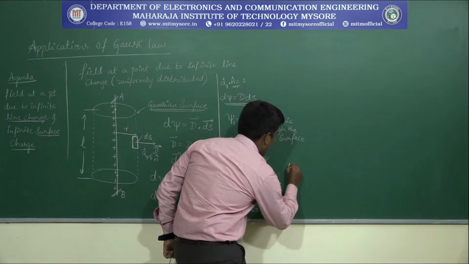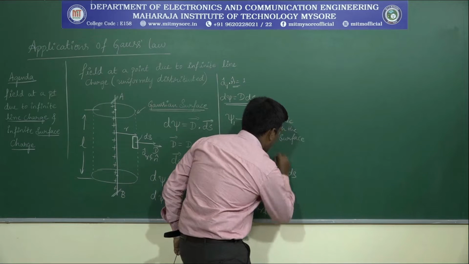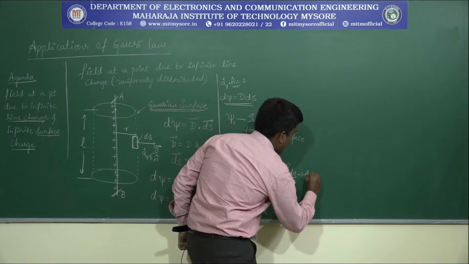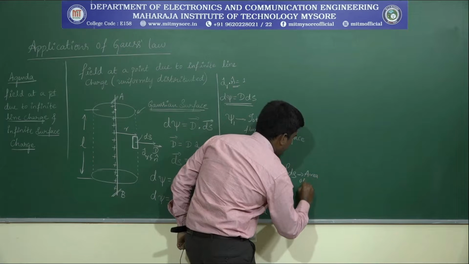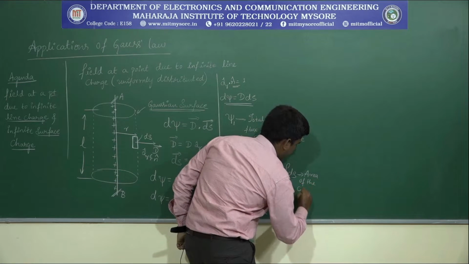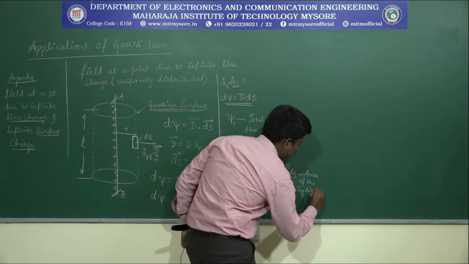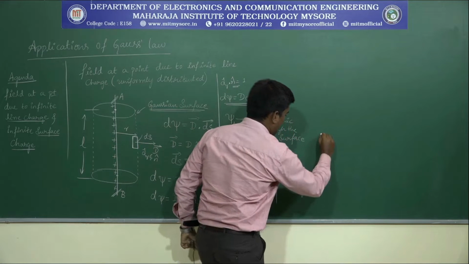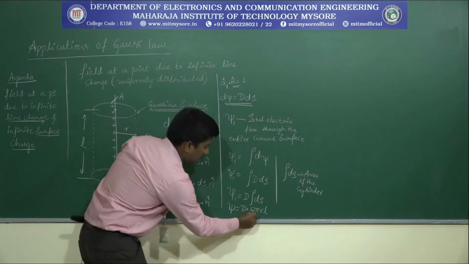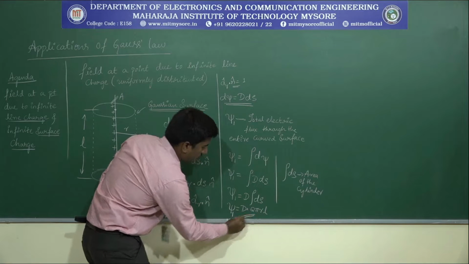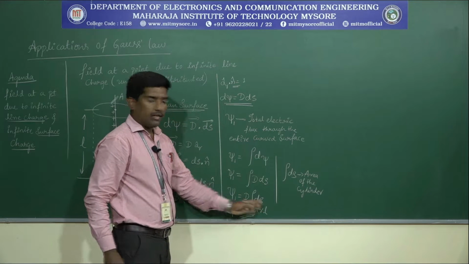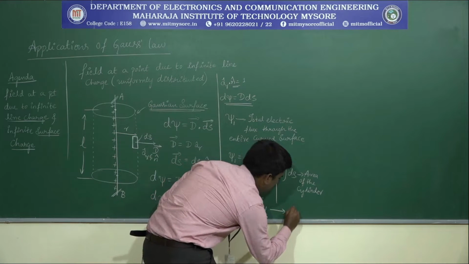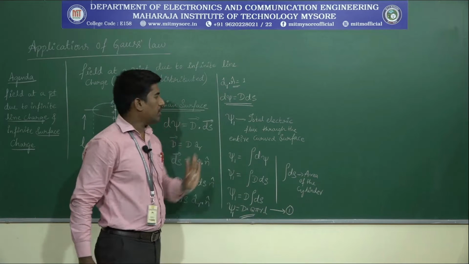So let me write here. Integration of dS is the area of the cylinder. Hence, the equation becomes: psi 1 is equal to D into 2 pi r into L. Let it be equation 1. Name this as equation 1.